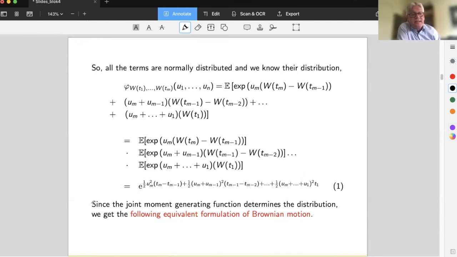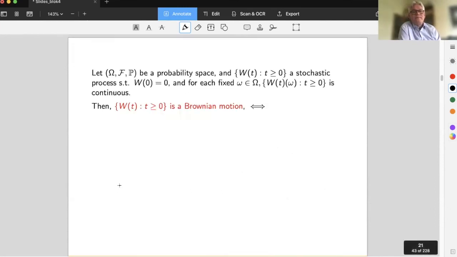So since the joint moment generating function determines the distribution, we get the following equivalent formulation for Brownian motion, right? This is an equivalent formulation for Brownian motion, and we call it 1 because we will refer to it later on. So we give it a name. Sometimes we call it star, but remember that we know the joint moment generating function for this Brownian motion. So now we have a couple of equivalent formulations.